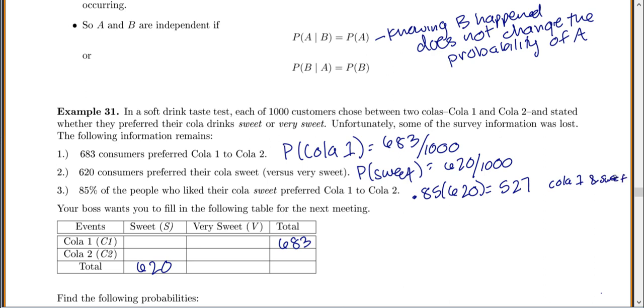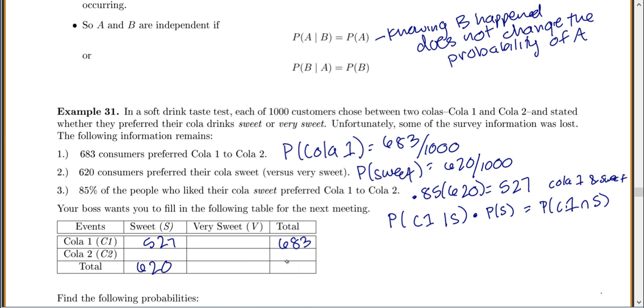Let's just make a note here. So how did we do this? We had the probability of people who liked it sweet. So we knew that they liked it sweet, preferred Cola 1. So Cola 1, if you know it's sweet, and then we multiply it by the probability of sweet. That's what we did up here to get the probability of Cola 1 and sweet. Okay, but now that we know that, the people that like Cola 1 and sweet was 527.